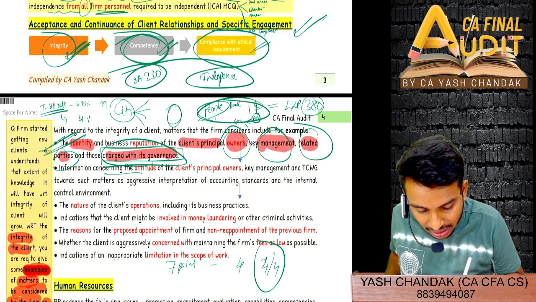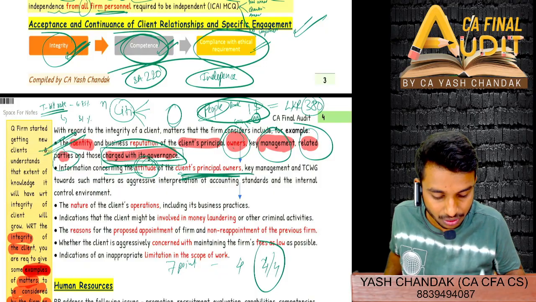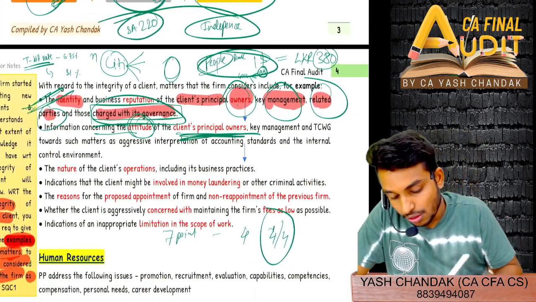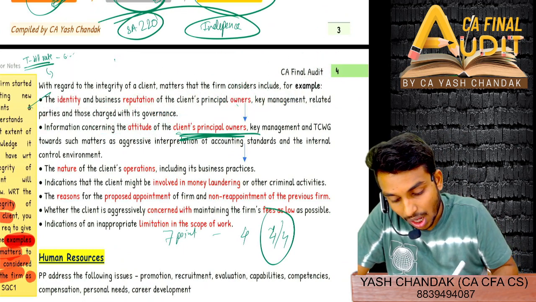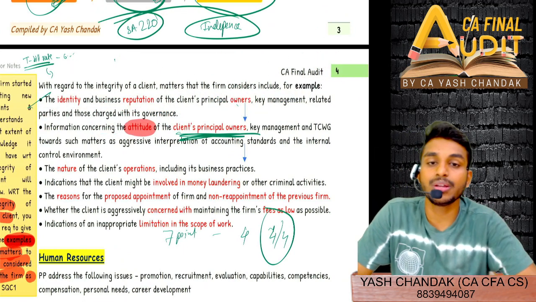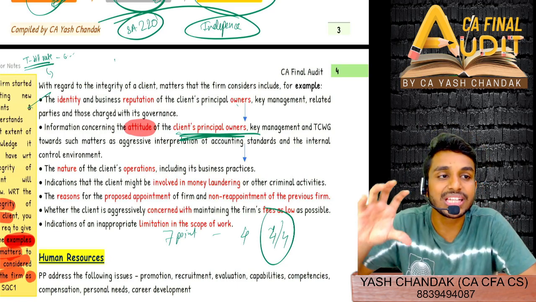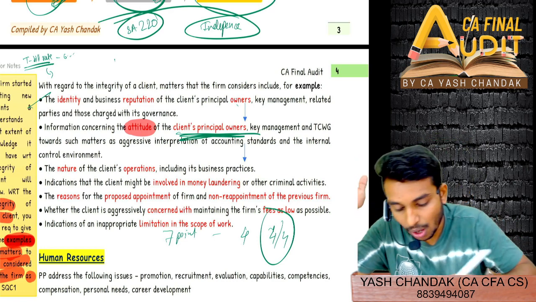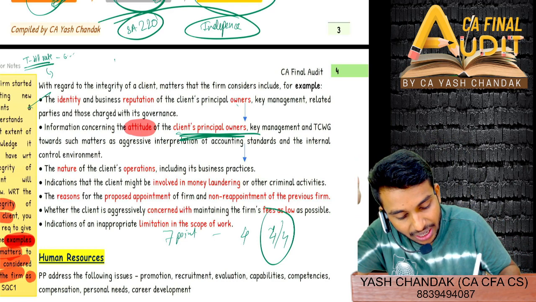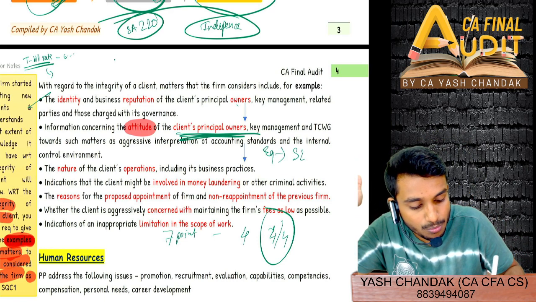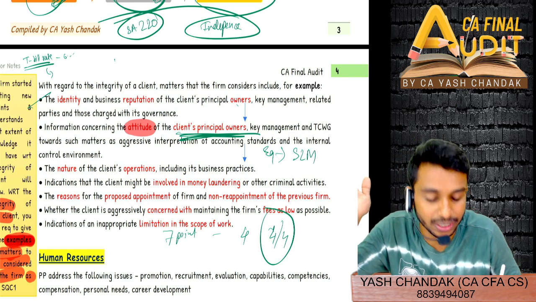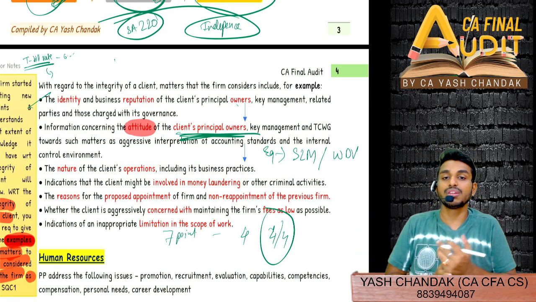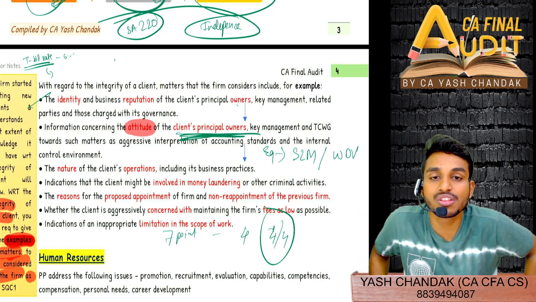Similarly, then the information concerning the attitude of the client's principal owners. So what is their attitude? How is their attitude? So attitude here means what? You need to assess whether they are conservative or whether they are aggressive. So if they are aggressive, suppose, how can you assess? Just by, if I give you an example, which is more conservative way of accounting estimate, SLM method of depreciation or WDV, which is more aggressive, and which one, the other way around, is more conservative?